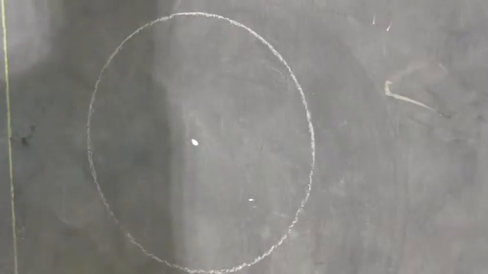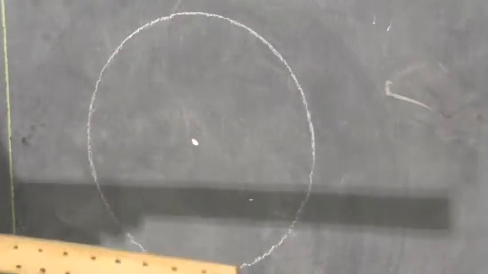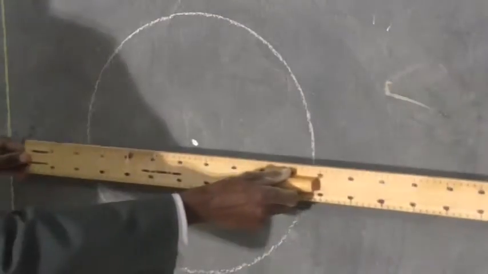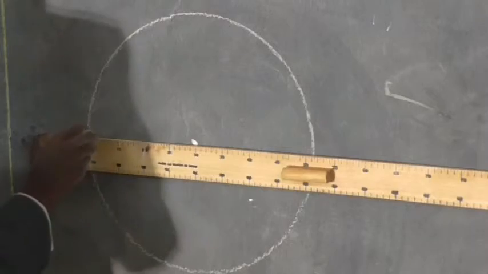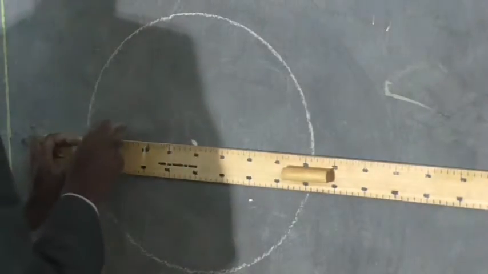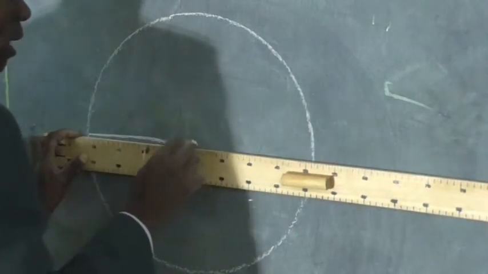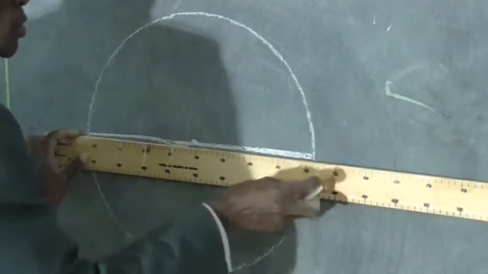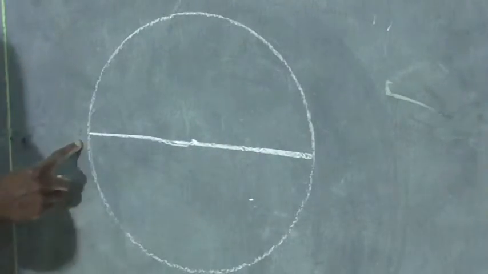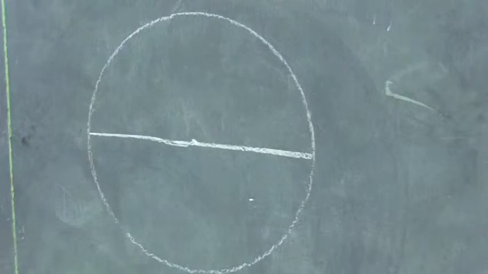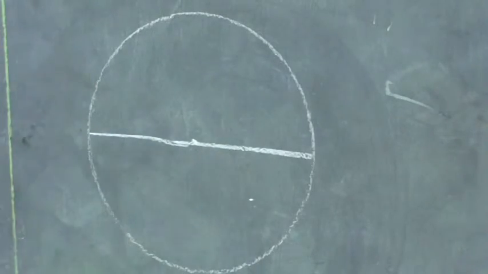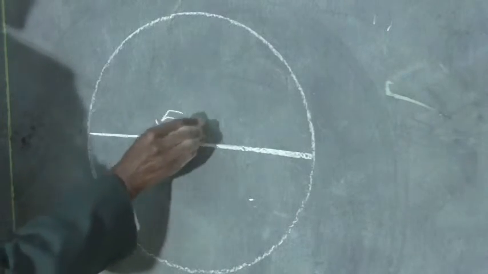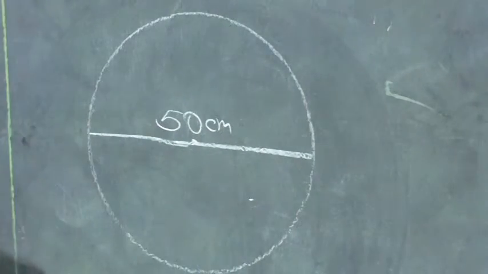After that, because we are told to draw a circle whose diameter is 50 centimeters, we'll take a ruler, draw a line running from this edge of the circle, passing through its center to the other edge of the circle. So the line I've just drawn on the border is the diameter of the circle constructed. Therefore, we write the length as 50 centimeters.